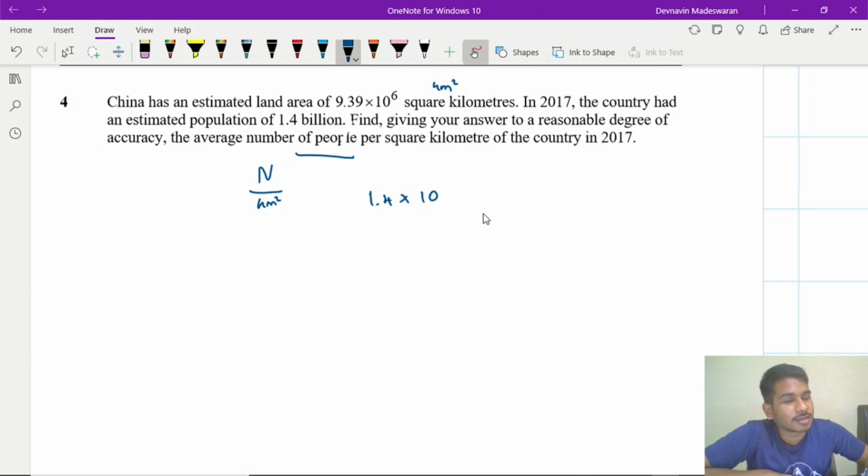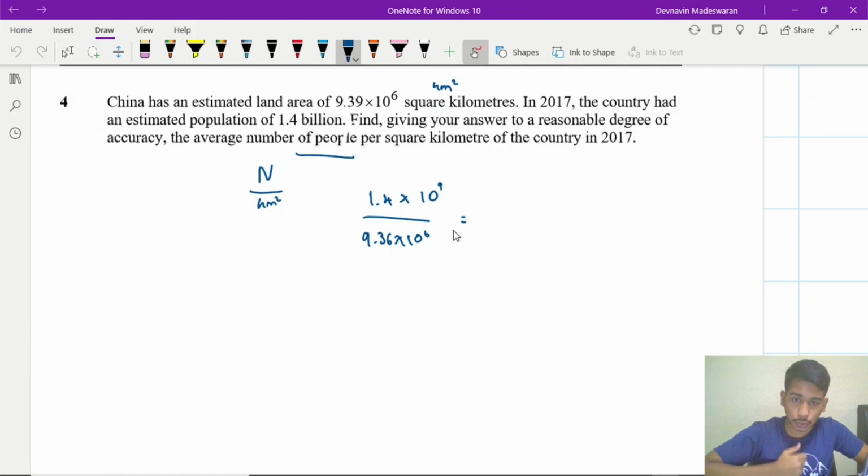Okay, 10 to the power of 9. Yeah, I think so. And then I think 9.36 times 10 to the power of 6. So what can we do? Let's just use a calculator and see what we get. It probably won't work if you just put it in a calculator, but let's see. 10 to the power of 9 over 9.36 times 10 to the power of 6. I'm not sure if it's 10 to the power of 9, but it has to be, I guess.